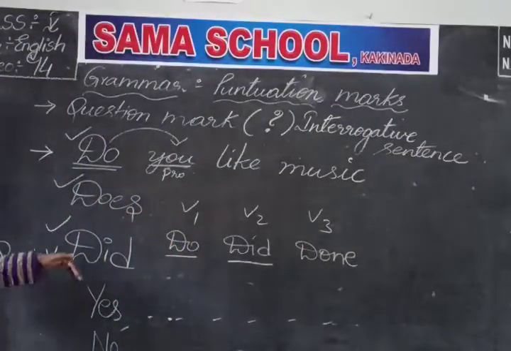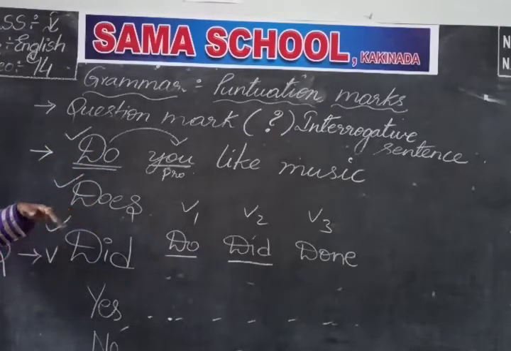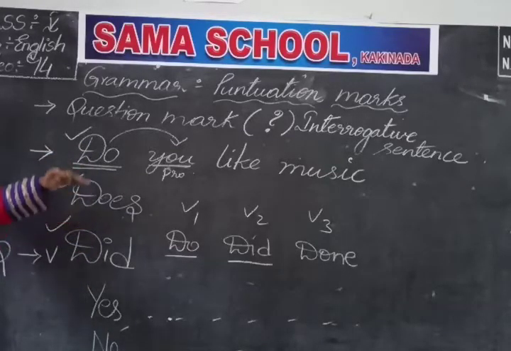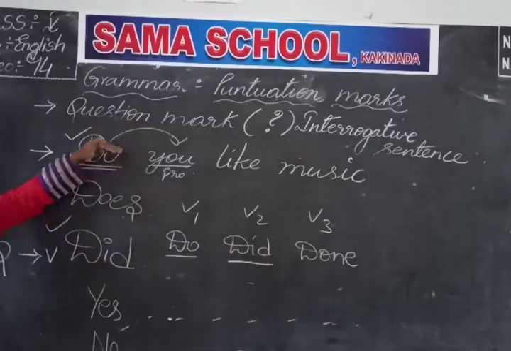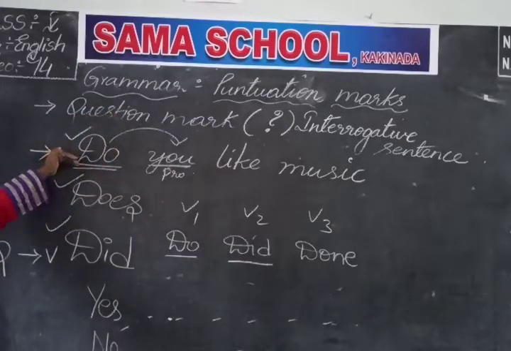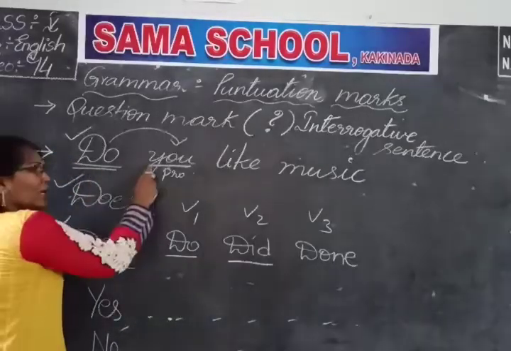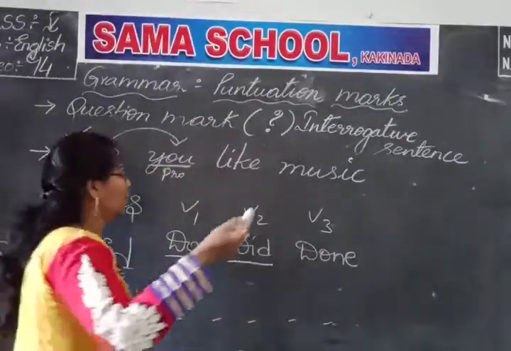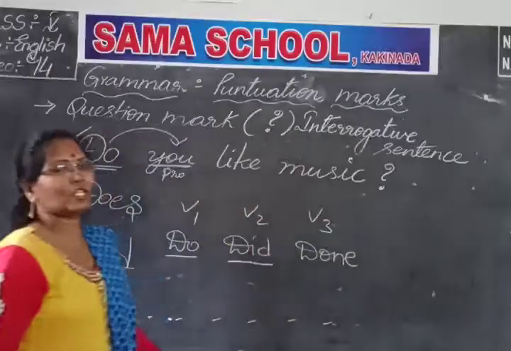Here a small change will be there: the question will directly start with the verb. Sometimes when we are writing an interrogative sentence or a question, the sentence will start directly with the verb. That also you should keep in your mind. Do you like music? That's a question. So the sentence started with do, so you should place a question mark.